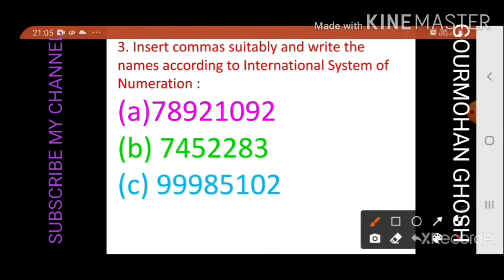The next number is this. Very easy, you can put the comma from right to left, 3 digits, 3 digits and 3 digits. So what will be the number? 99,985,102.